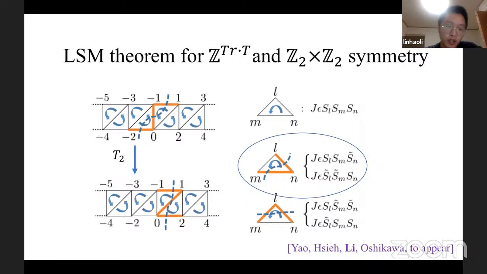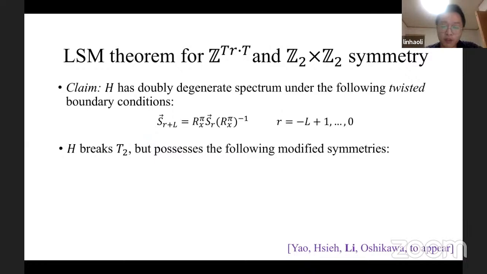But this breaking is very soft, since we can conduct the pi rotation along the x axis only on the site r equals 0. And then the twisted bond will come back to the original configuration. Therefore, if we combine these two operations, the twisted Hamiltonian will remain invariant. In other words, this twisted Hamiltonian possesses a modified lattice symmetry by the gauge transformation on site r equals 0.